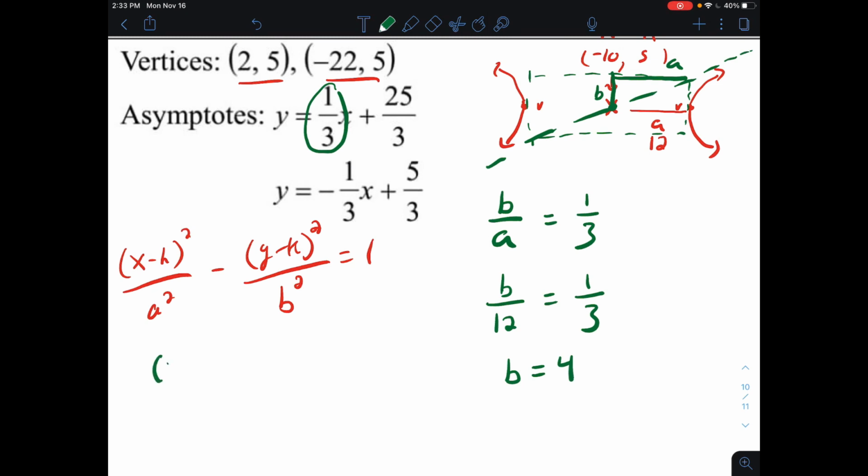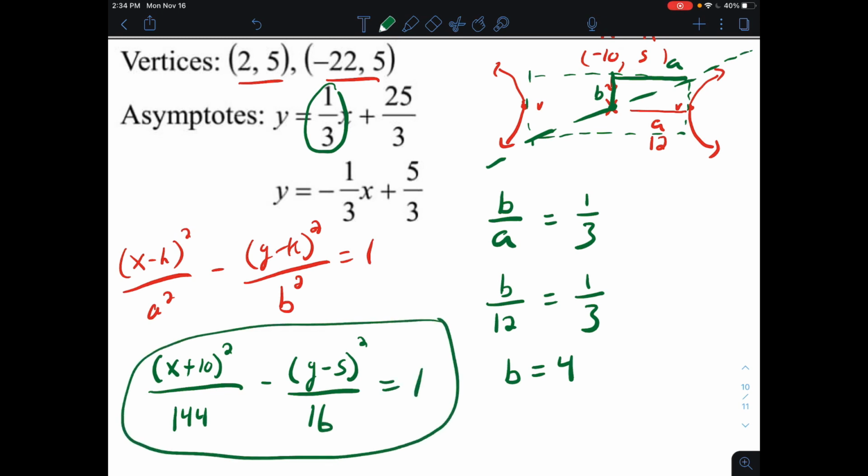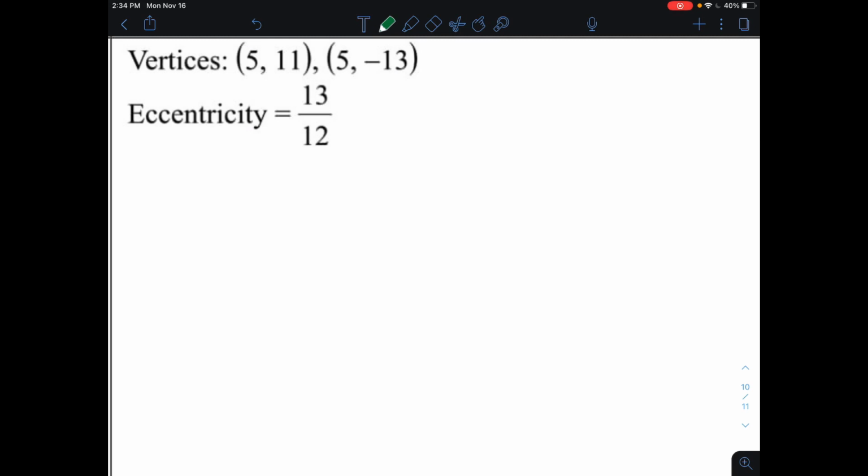So our equation of this hyperbola would be x minus negative 10, so x plus 10 squared, over a squared. Well, a is 12, so that squared is 144, minus y minus k squared, so y minus 5 squared, over b squared. Well, b is 4, so square that makes 16, is equal to 1. There's our equation. All right, last example here.